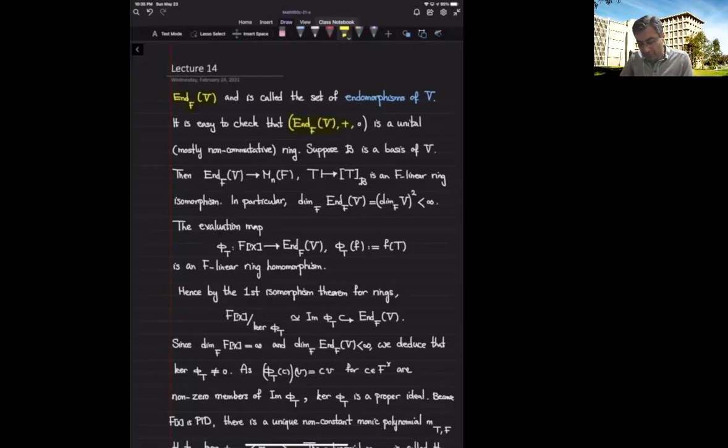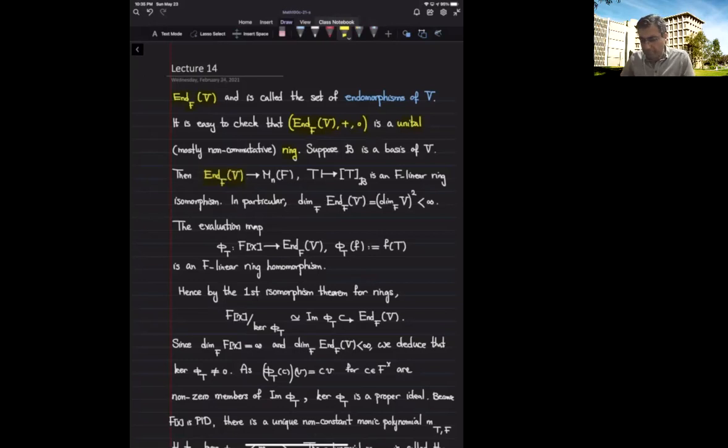with respect to addition and composition is a ring. It is a unital, mostly non-commutative ring. In fact, this ring is isomorphic to the set of n by n matrices with entries inside the field F. And what is the isomorphism? I give you an F-linear map from V to V.